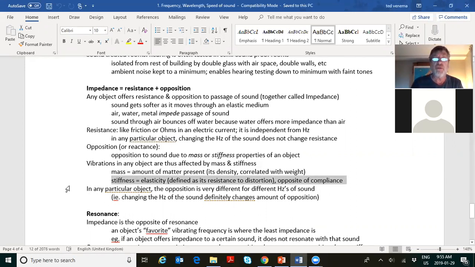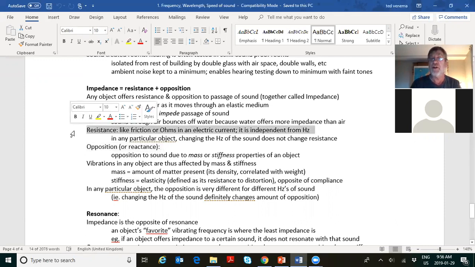In any particular object, opposition is very different for different frequencies of sound. So changing the frequency of the sound will definitely change the amount of opposition that sound receives passing through an object. So if this cup resonates with certain frequencies, if I change the frequency, it won't resonate, will it? Okay, so opposition or reactance is very frequency dependent, totally, in any object. The opposition to sound depends on the frequency, totally, but the resistance to the passage of sound doesn't.